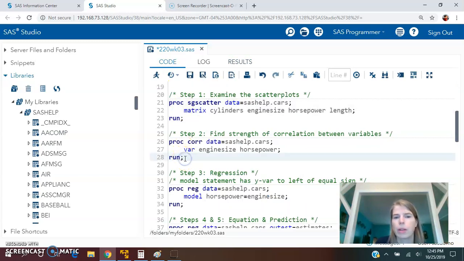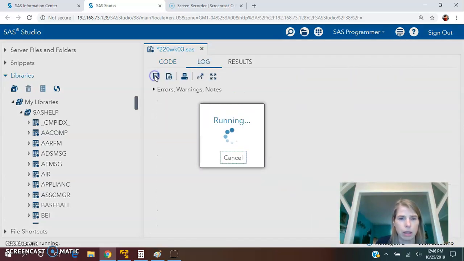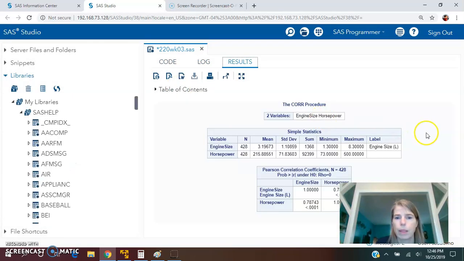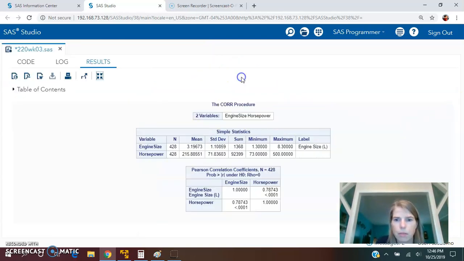Engine size and horsepower looked like they could have exhibited a linear relationship, and I want to know how strong that relationship is. So I will include those variables in a proc corr step. And let's take a look at those results. And we see that our coefficient is 0.787.